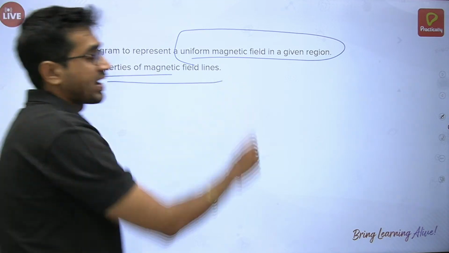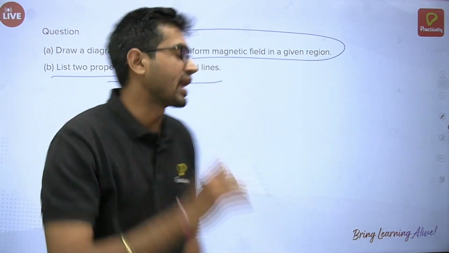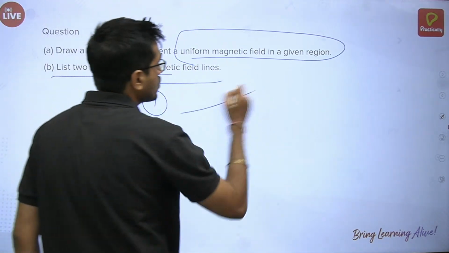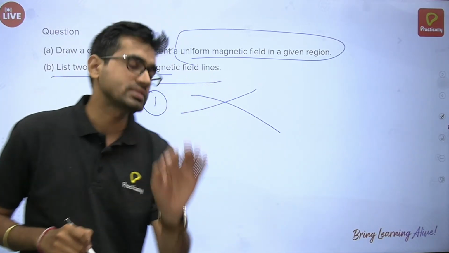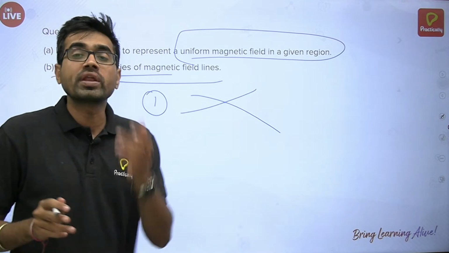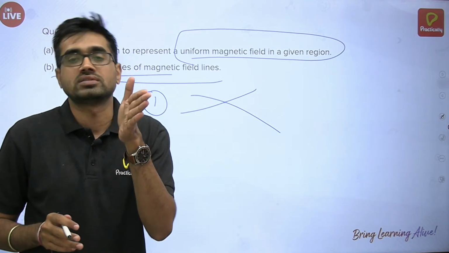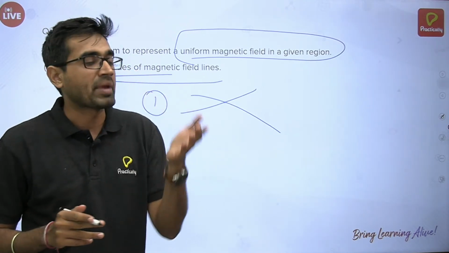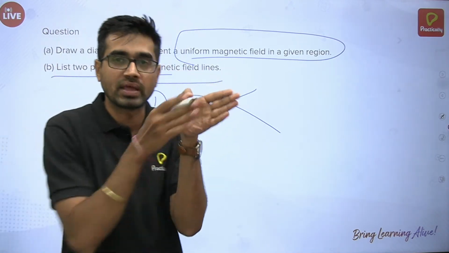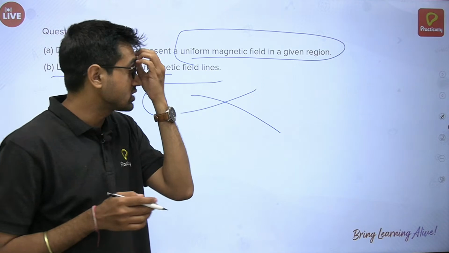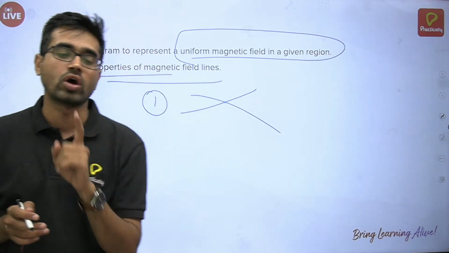List two properties of magnetic field lines. First property: no two magnetic field lines can cross. The reason is if they cross, there will be two directions for the magnetic compass, which is impossible. A magnetic compass can only show one direction. It cannot show left and right at the same time. So two magnetic field lines can never cross.